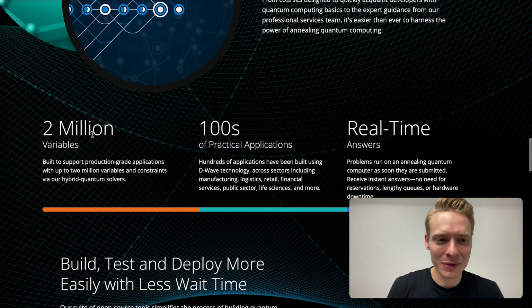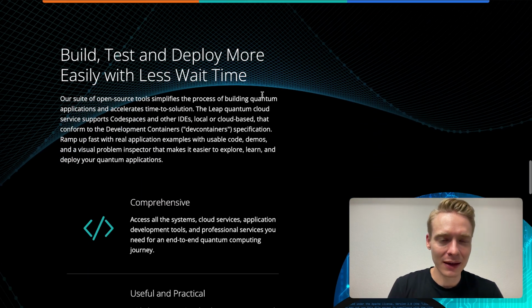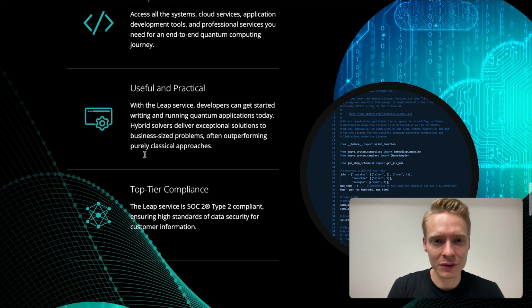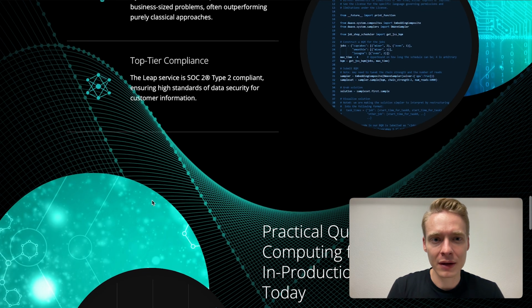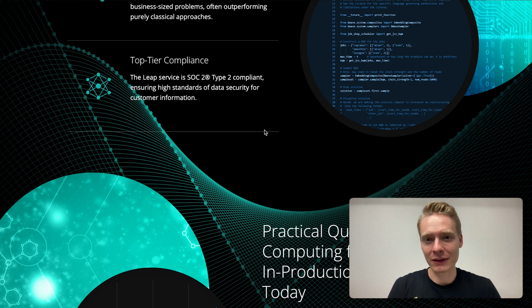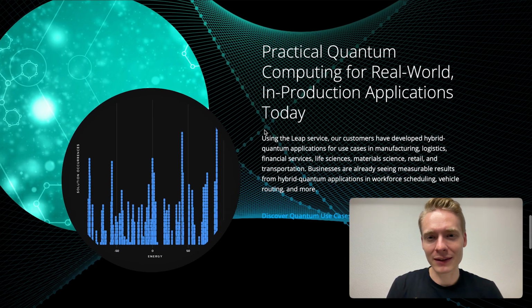You see there's 2 million variables, 100 seconds for practical applications and real-time answers from the systems, I guess. Build, test, and deploy more easily with less wait time. Comprehensive, useful, practical, top-tier compliance. So you also see here the Leap Services SOC 2, Type 2 compliance. So that's very much into productizing those services in the existing IT space, right?